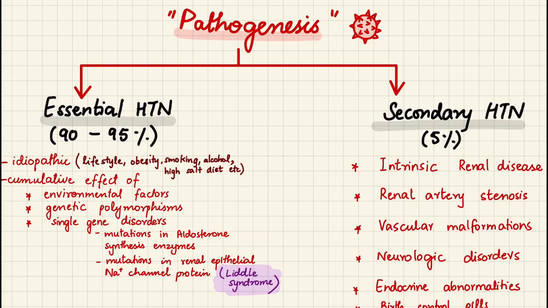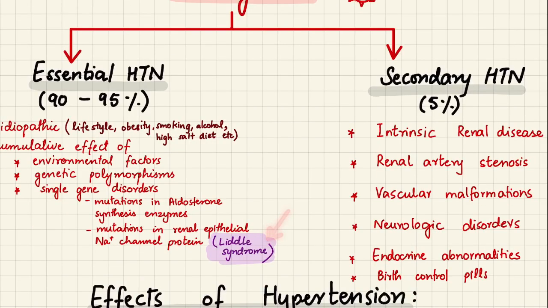cumulative effect of environmental factors, genetic polymorphisms, and single gene disorders. Now, these disorders can be mutations in aldosterone synthesis pathway leading to increased aldosterone synthesis. They can also be mutations in the renal epithelial sodium channel proteins, which will cause increased sodium reabsorption and thus high blood pressure. This is known as Liddle syndrome.